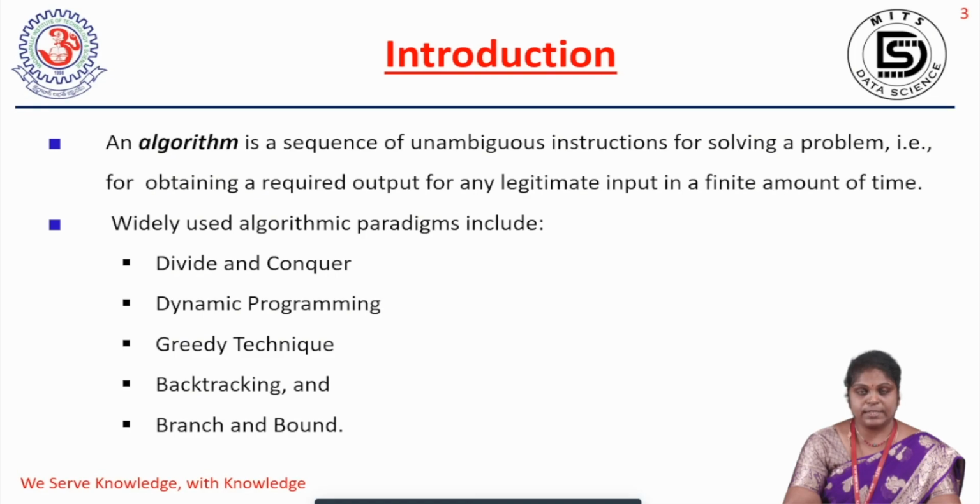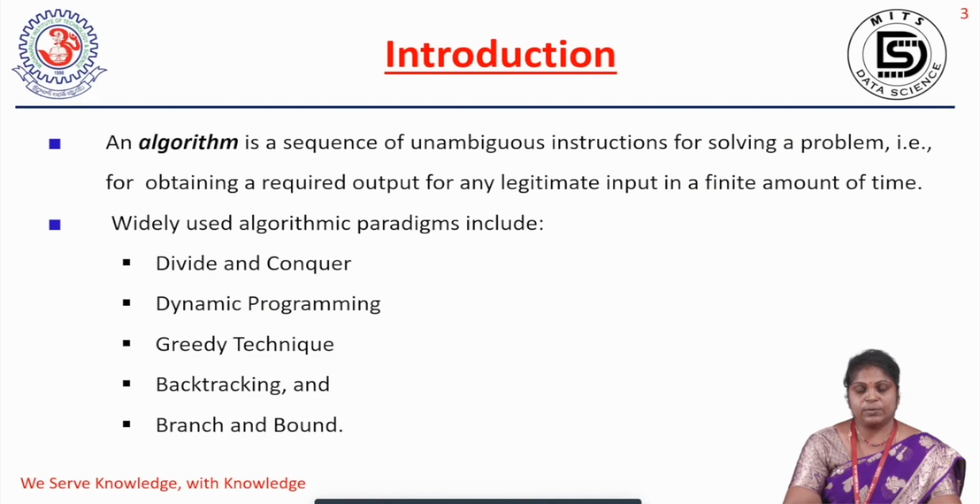So if you see the definition here, an algorithm is a sequence of unambiguous instructions for solving a problem, for obtaining the required output for any legitimate input in a finite amount of time. In computers, if any problem is given, what are the different paradigms used to solve it? There are five different approaches or paradigms available: divide and conquer, dynamic programming, greedy approach, backtracking, and branch and bound. Dynamic programming and the greedy technique are used to find the optimal solution.